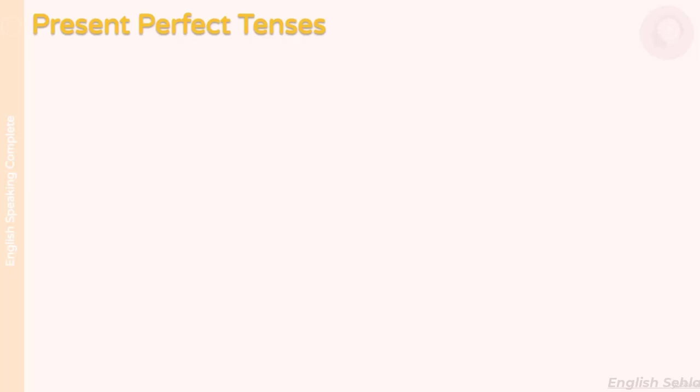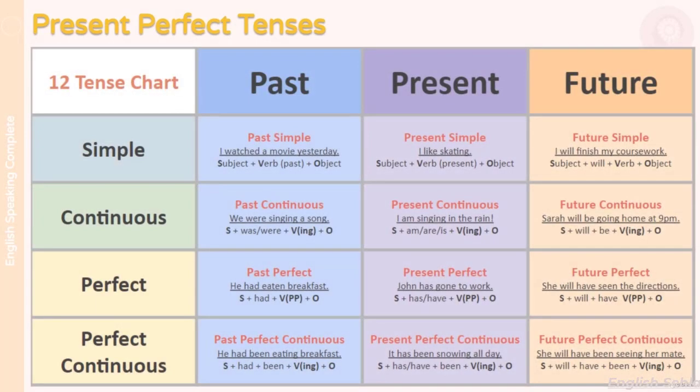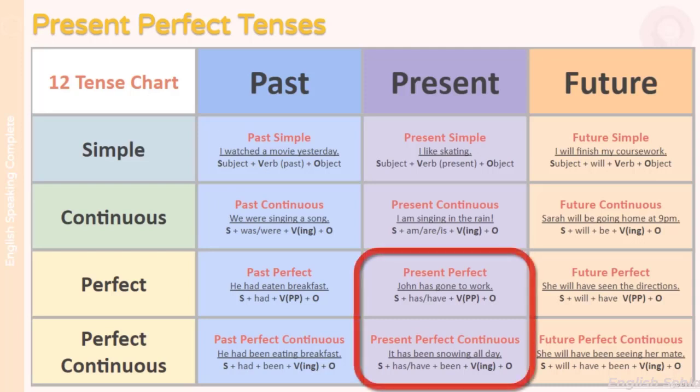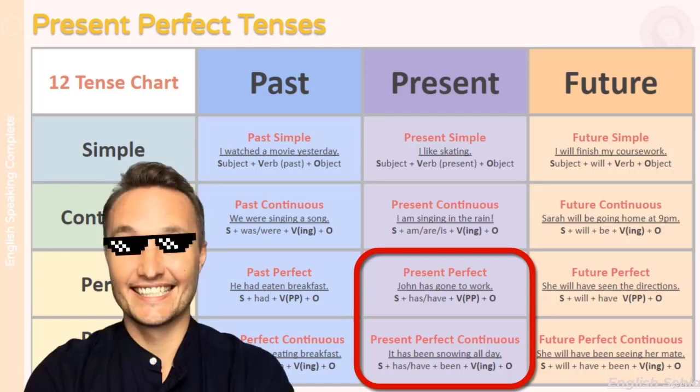Today we are focusing on the present perfect tenses, and there are actually two types of perfect tense. We have, of course, in all three times, past, present and future, the simple perfect, present perfect. And we also have the perfect continuous, sometimes called the perfect progressive. But I call it continuous, that's just my style.